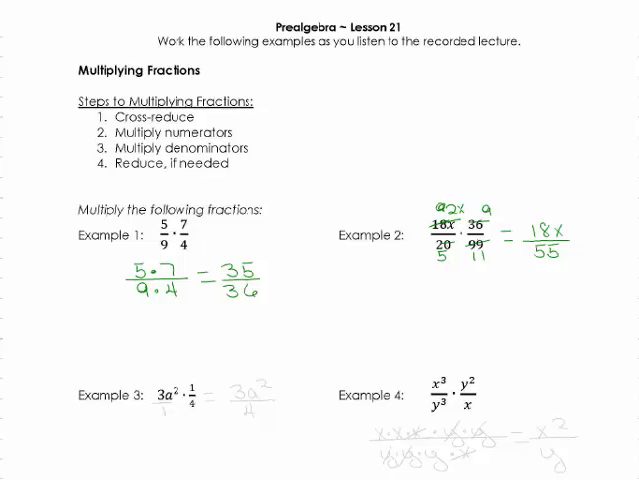Example 3 is a whole number. 3a squared times 1/4. Well, anytime you're working with fractions, you don't want to work with a whole number and fractions. You want two fractions. So here, let's make it a fraction. We'll put it over the number 1.